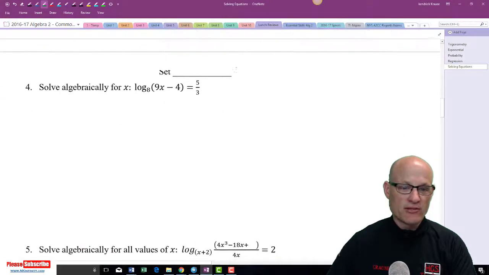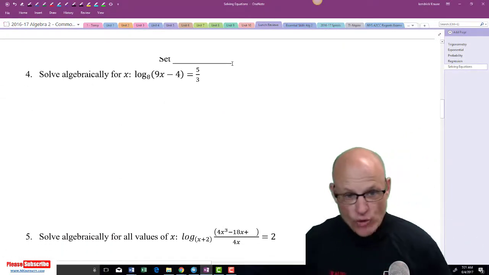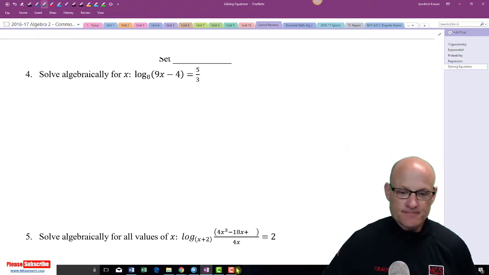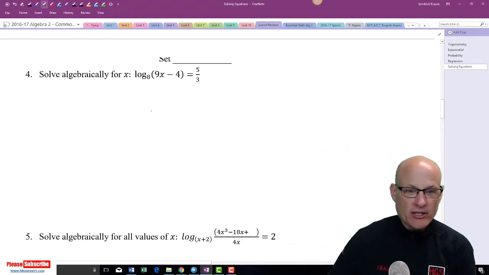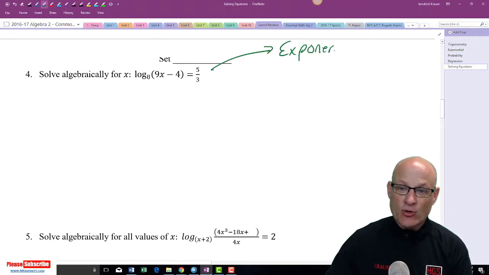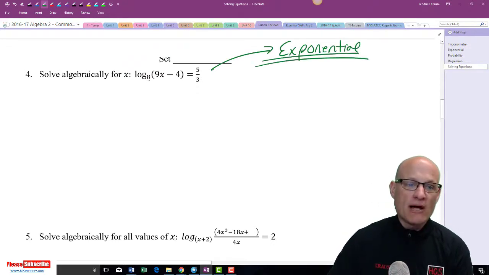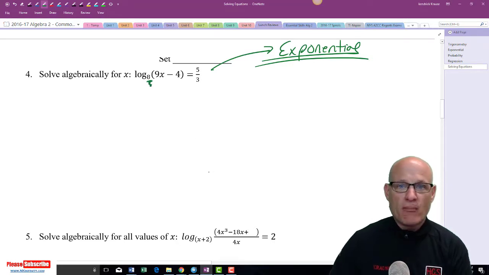All right, let's talk about some logs. Let's talk about logarithms. They are so much fun. This problem's pretty quick. If it's a logarithmic function, you must change it into an exponential in order to solve it. You have to get good at changing to exponential. So it's all about that base. All about that base. The base is 8.